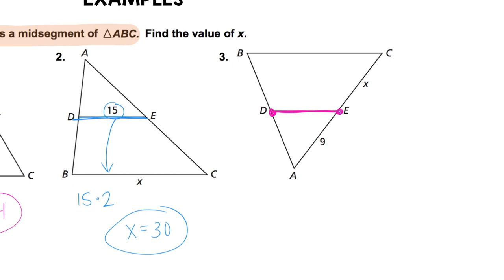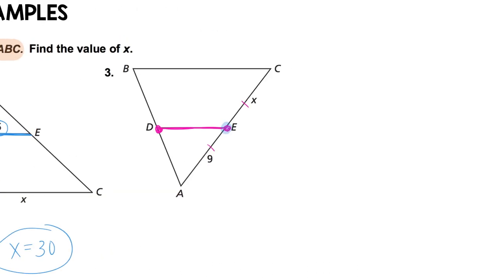And as long as we know that this is a midpoint, that means that the lengths of this piece and this piece have to be congruent. So if this is 9, that means X also has to be 9 because E is the midpoint. Okay, go ahead and turn the page. We're going to do some more examples.